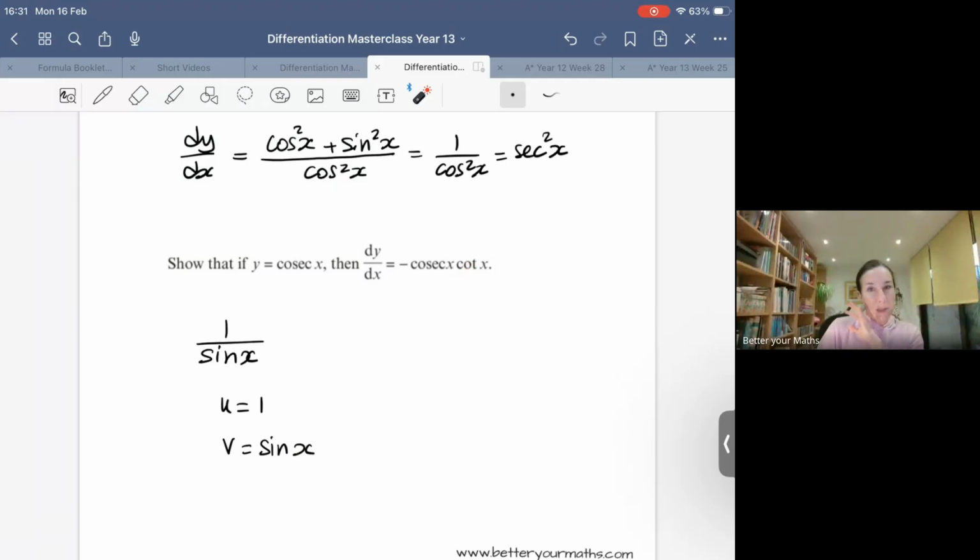Is this clear? So if they ever ask you to deduce any of the trigonometric derivatives, even if they're in the formula booklet, that's how we do it. We use the reciprocals, the sine, the cos, and the quotient rule. All good, everyone? Okay.